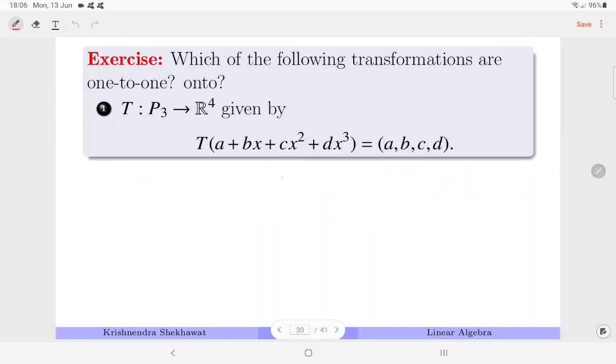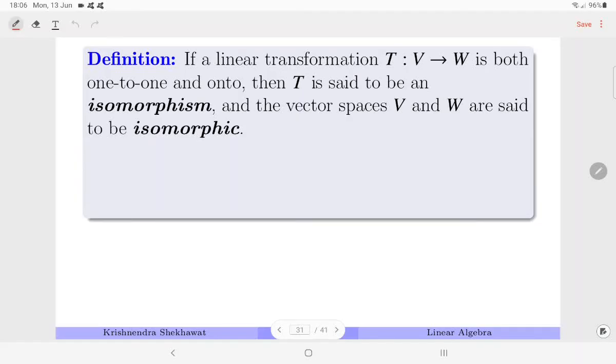This one is straightforward. Please try by yourself. You will observe that it is both 1-1 and onto. So if a linear transformation is both 1-1 and onto, we say that T is an isomorphism, and under this condition both the vector spaces are isomorphic. But if T is not 1-1 and onto, we cannot claim that V and W are not isomorphic, because for V and W there may exist some other linear transformation which is 1-1 and onto.